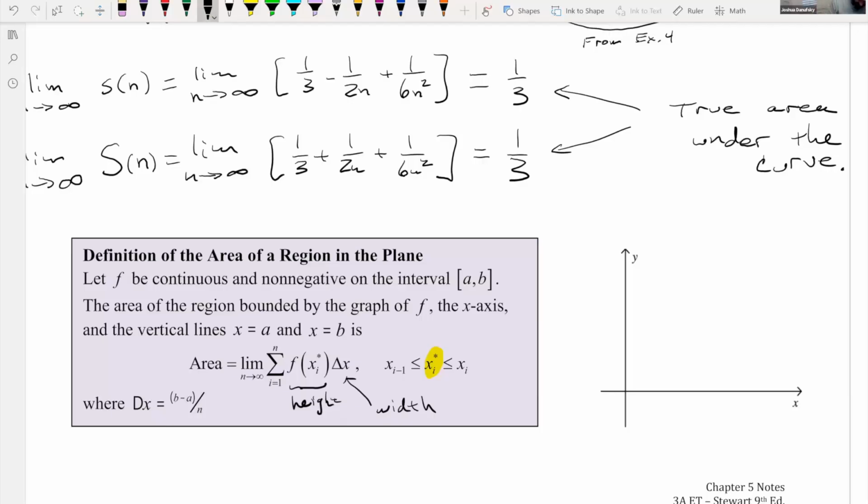So here we have f has to be a continuous function. It's non-negative. So we have some kind of function like this. It's non-negative between a and b. And if we go ahead and think about our rectangles, we can draw a bunch of them like this.